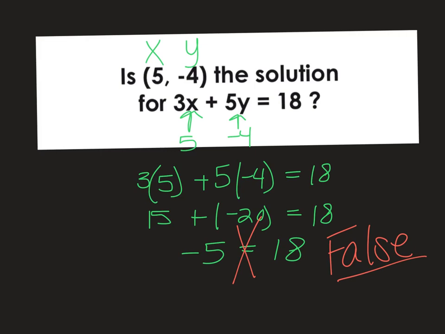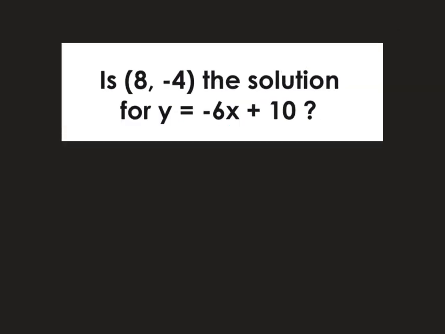Okay, let's continue. Here's our next one. We have an x and a y. The 8 is the x, the y is the -4. So here, this is where -4 gets substituted, and the x would be 8.